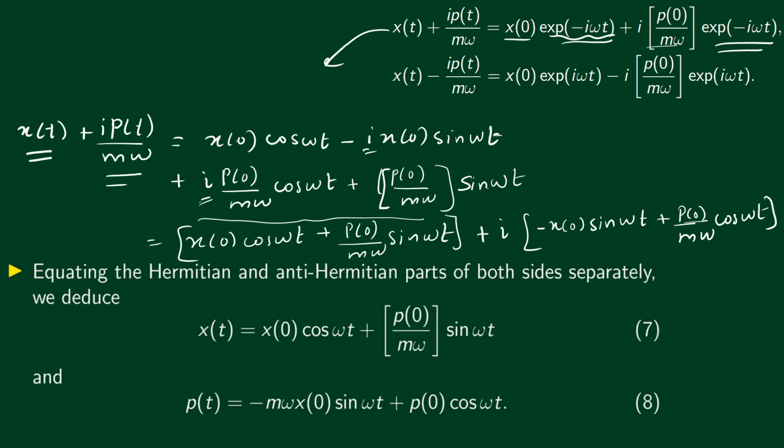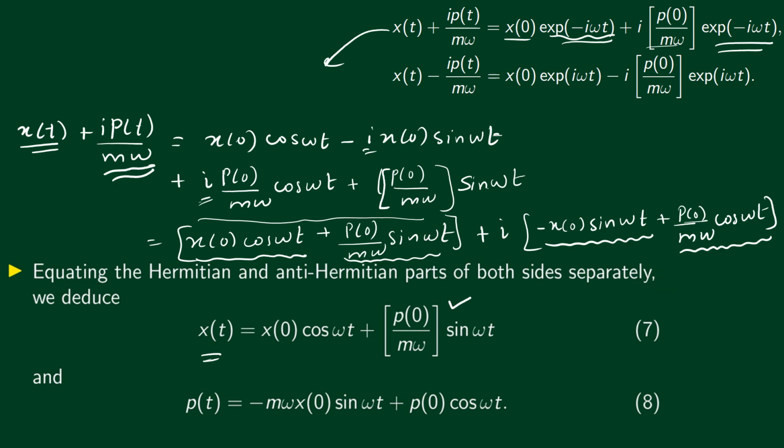On the left side also you have a Hermitian plus an anti-Hermitian operator. Okay. Now just like we do for complex numbers, we can separate. In the case of complex numbers, we separate real part and imaginary part. In the same way, we can separate the Hermitian part and the anti-Hermitian part. So we write x of t is equal to x of 0 cos omega t plus p of 0 divided by m omega sin omega t. That's what we have here. And from the anti-Hermitian part, we get p of t divided by m omega is equal to minus x of 0 sin omega t plus p of 0 divided by m omega cos omega t.